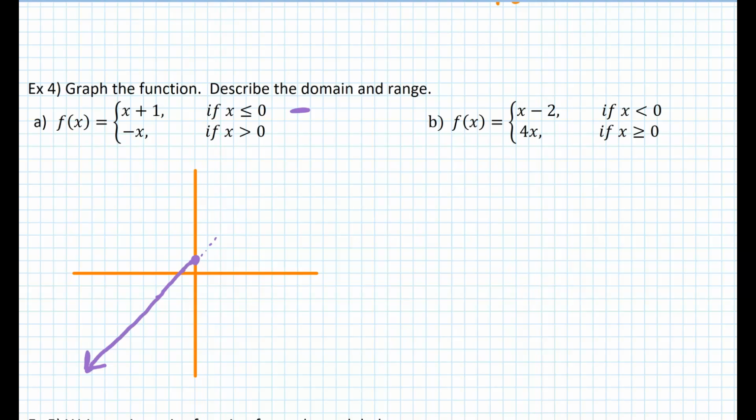So now I'm going to look at the other piece. The other piece is negative x, but only for x greater than 0. So I need to look at the y-intercept, which is 0. And let me mark that. And we have a slope of negative 1. So if I were to graph the whole line, I would have something like this over here. But again, which piece am I interested in? Only greater than, so only the piece to the right. And since this is a greater than 0, I want to make sure I have an open circle here, and I'm only going to graph this portion.